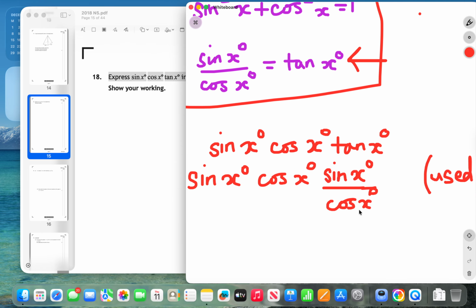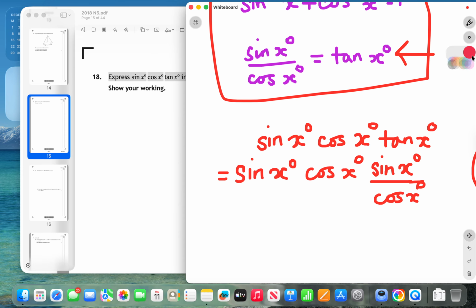We have that. Then if we have a look, we can eliminate the cos x and the cos x, and we then multiply the two sin x's. So this becomes sin squared x. If we eliminate them, then you're left with a sin x multiplied by a sin x gives us this.